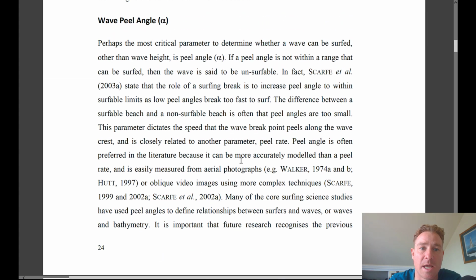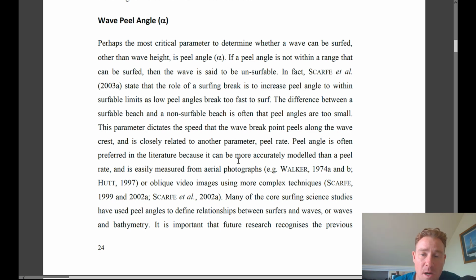And essentially what they're saying with peel angle is that perhaps the most critical parameter to determine whether a wave can be surfed, other than wave height, is peel angle. That's a pretty strong statement, but that's one of the reasons why I cover peel angle in great detail, and how you use peel angle to set up where you should be catching waves, and also where you should be paddling out.